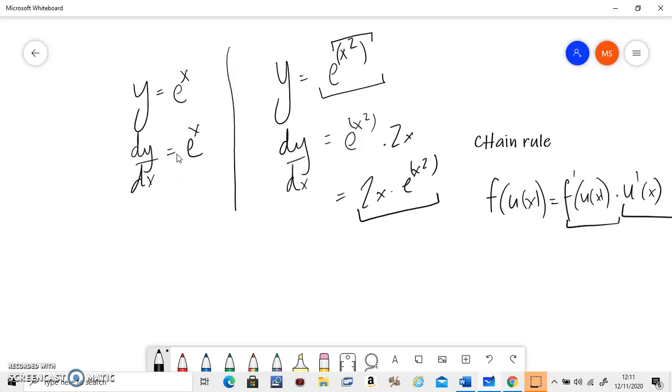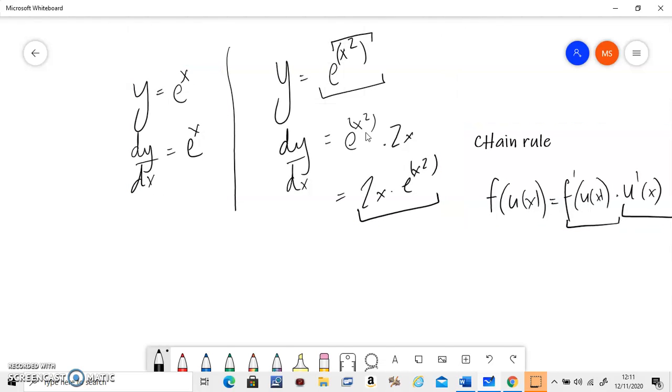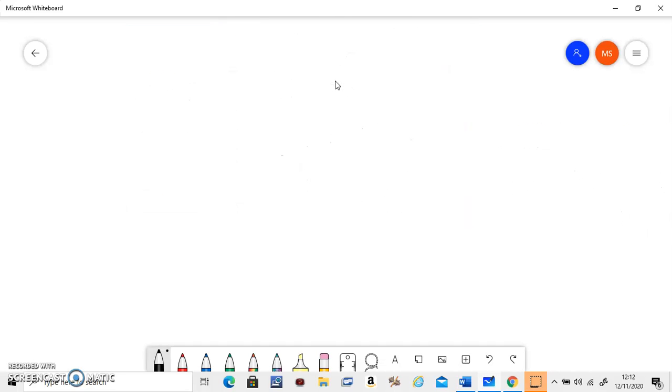Okay, maybe we can do one more. Let's not delete the rule, so let's delete this. Okay, let me give you one more. Say I give you y equals, say, ln of x cubed plus 4. Something like this, and the question is to find dy by dx.